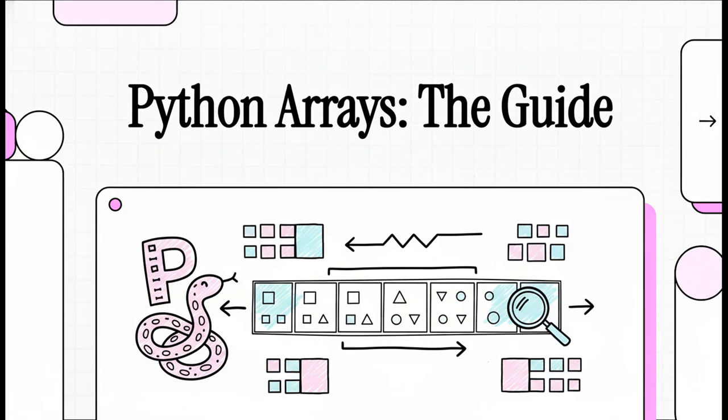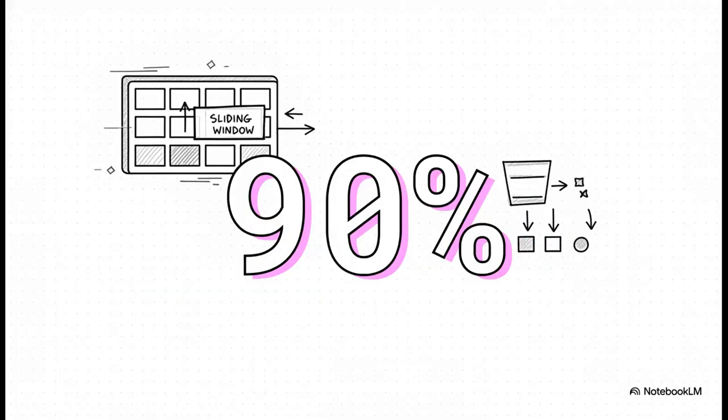Welcome to the Explainer. Today, we're going to break down one of the most fundamental concepts in all of programming, arrays in Python. Okay, let's dive right in. A staggering 90% of questions in data structures and algorithms involve arrays. I mean, that's huge. Things you hear about all the time, like two-pointer techniques or sliding windows, they're all built on top of arrays. They really are the true backbone of code.